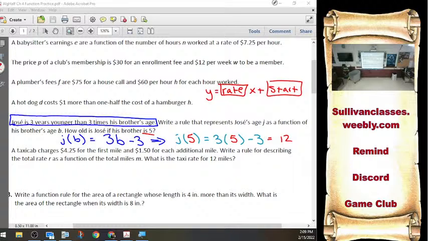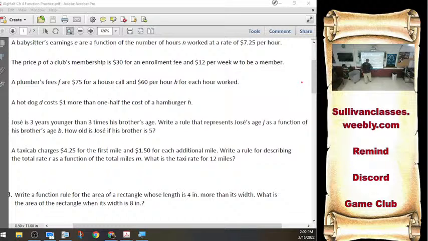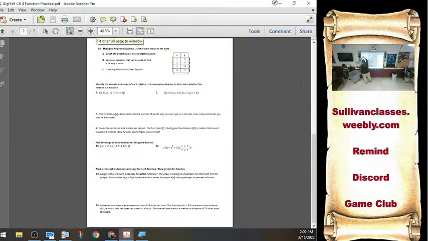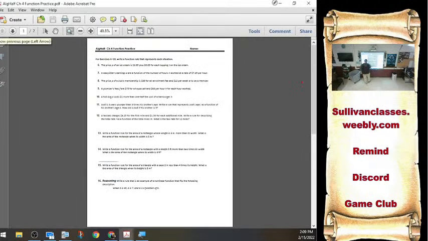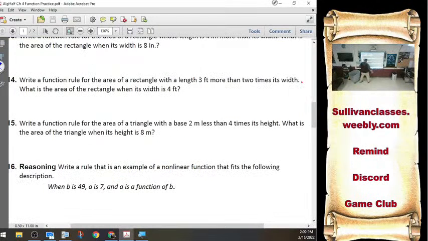Anything else on front page? How about the back? Oh, 15 on front? Okay. Write a function rule for the area of a triangle. As soon as I read that, nothing else.